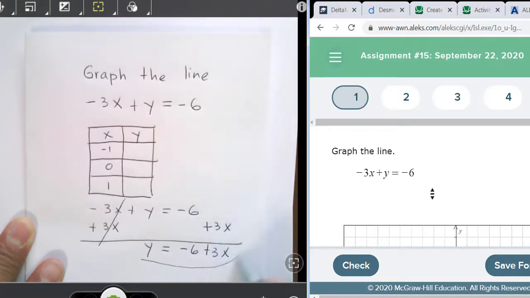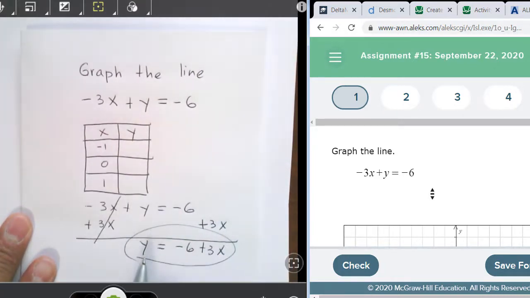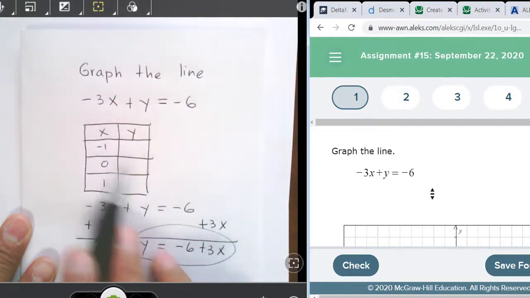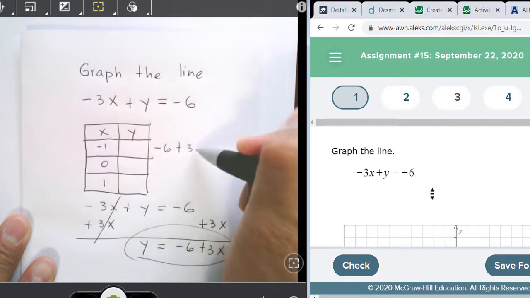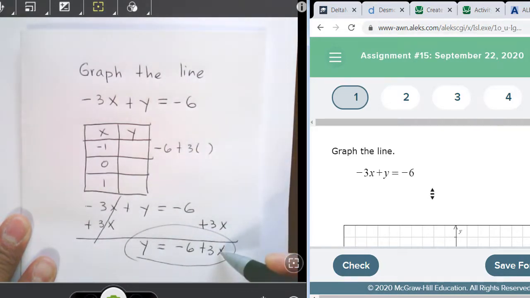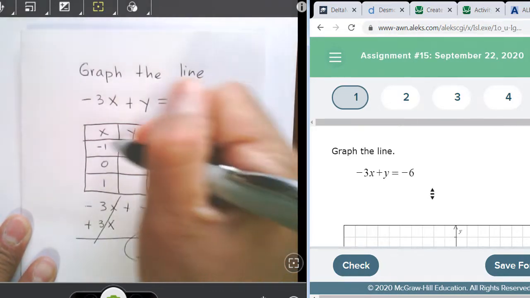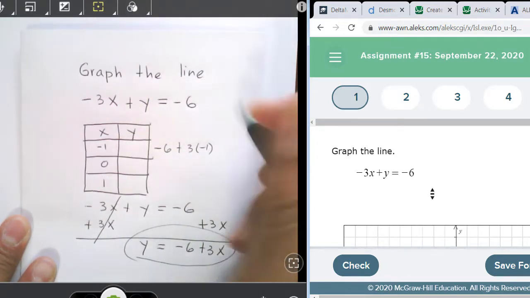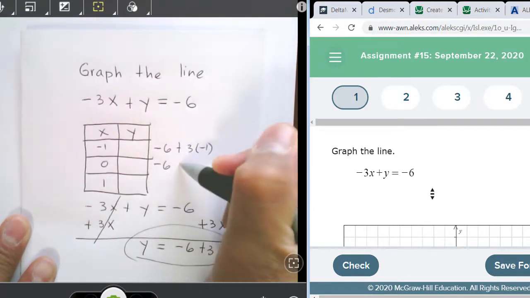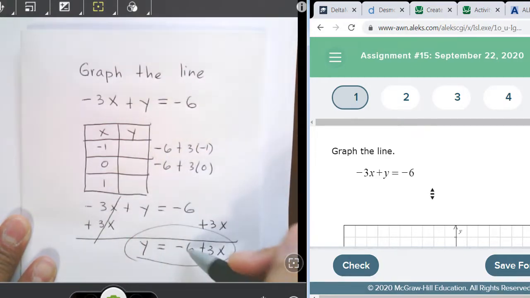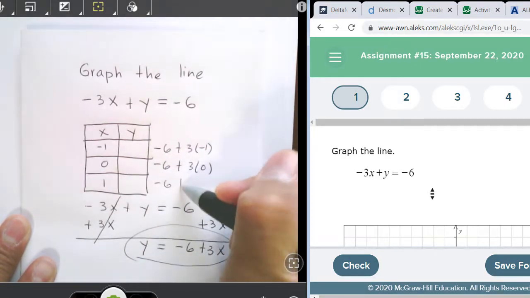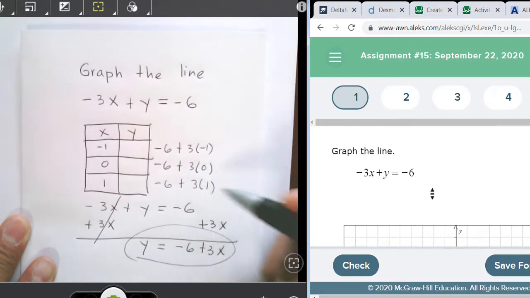Now this works for the substitution, because now I can say y equals, and I couldn't do it over here. We do the replacement. It's -6 plus 3 times x. So instead of the x we put parentheses, and then the x here is -1. Now here we do -6 plus 3 times 0. For the next one we do -6 plus 3 times 1.